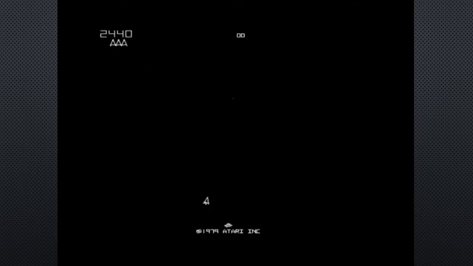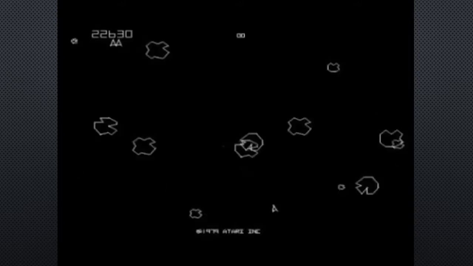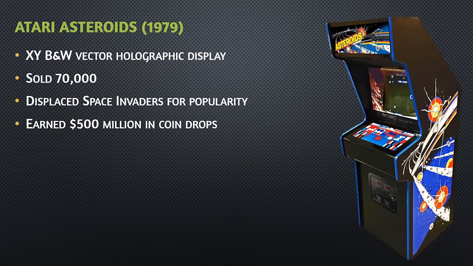Okay, so that's Asteroids, and it's super fun. You still play it today, it's super fun. So this vector display was a big deal. We sold 70,000 units. Now, compared to Space Invaders, nothing comes close, but back to reality here, where selling 30,000, 50,000, Asteroids is a big deal. In people's minds, in the arcades, it displaced Space Invaders for popularity, so that was important. And it earned 500 million in coin drops, a quarter at a time. That's insane.